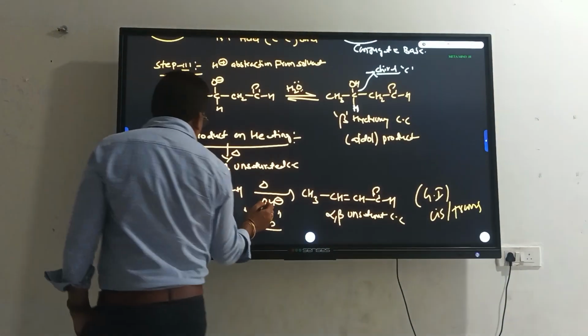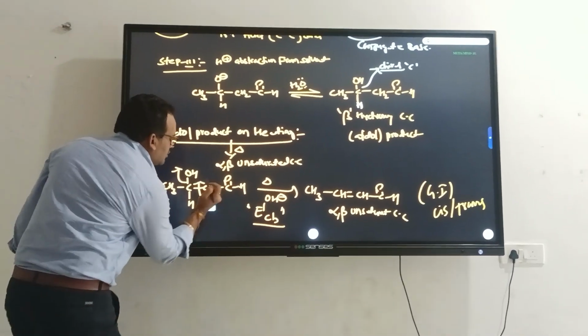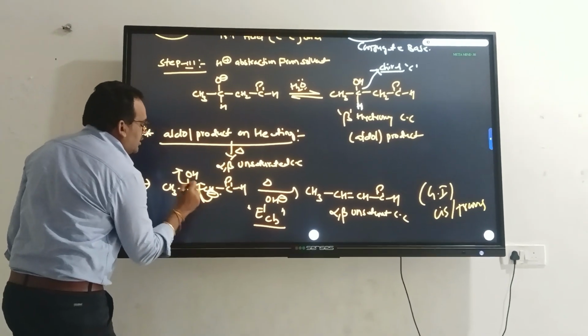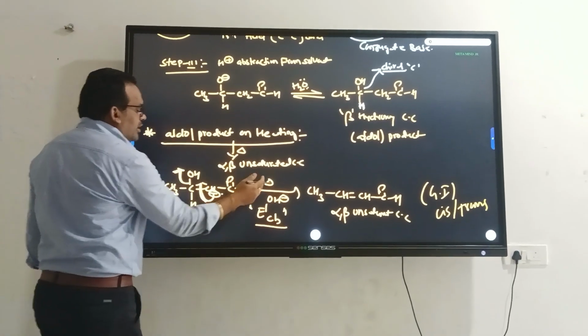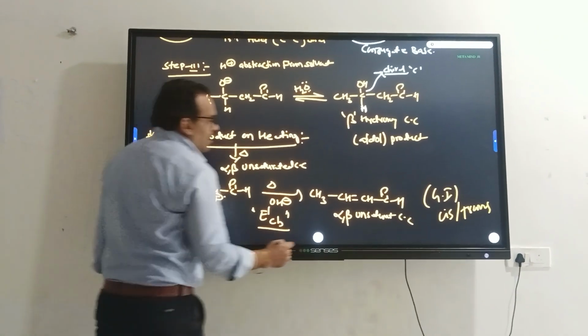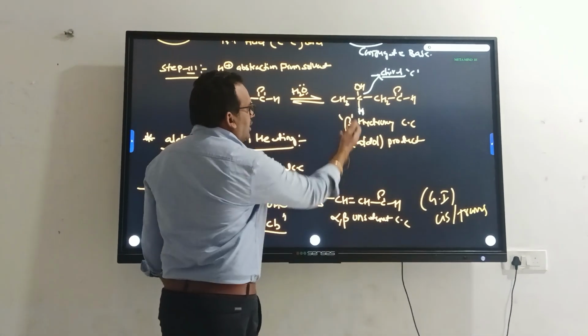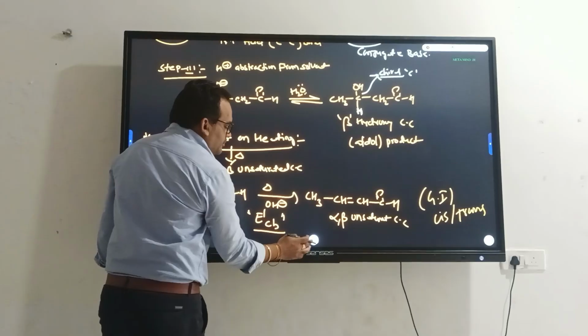So here, children, the elimination will follow E1CB. In the E1CB case, this one will form the negative charge, and this negative charge will participate here, and the OH minus will leave on heating. Generally the trans product is the major one, and in this case the chiral center will also give 2 products.